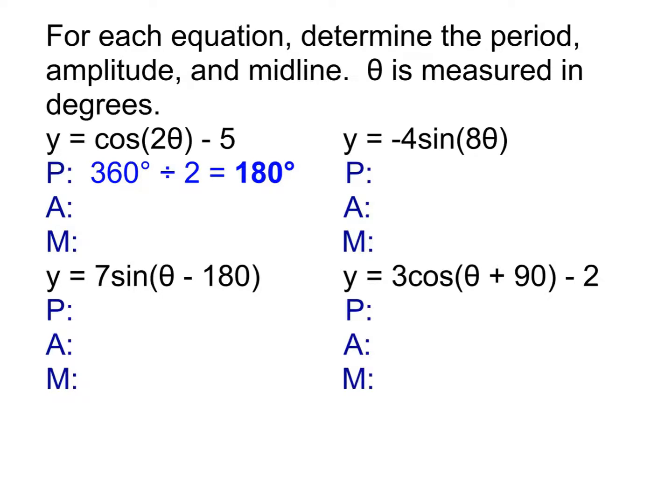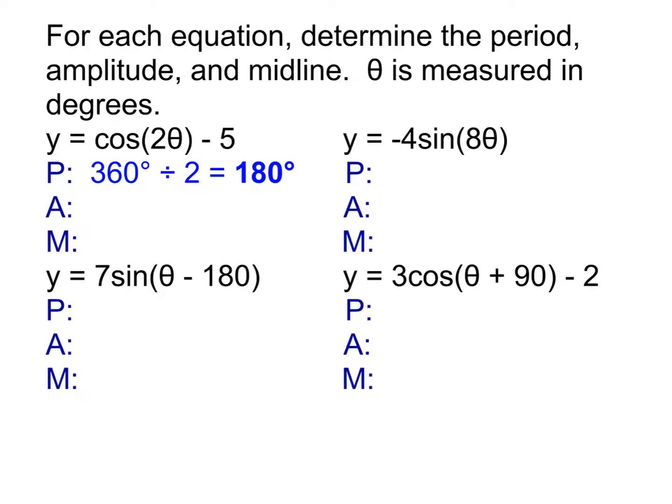Because remember what this means. Period is how wide one cycle is. 2 means it completes 2 between 0 and 360. So of course, if it's going to complete 2 between 0 and 360, each of them must be 180 wide.